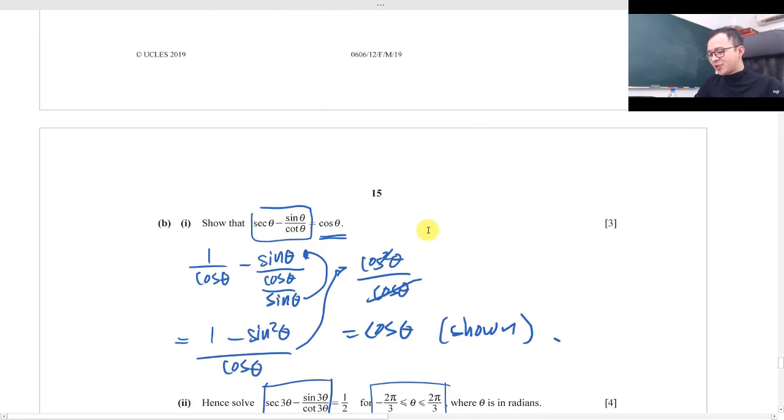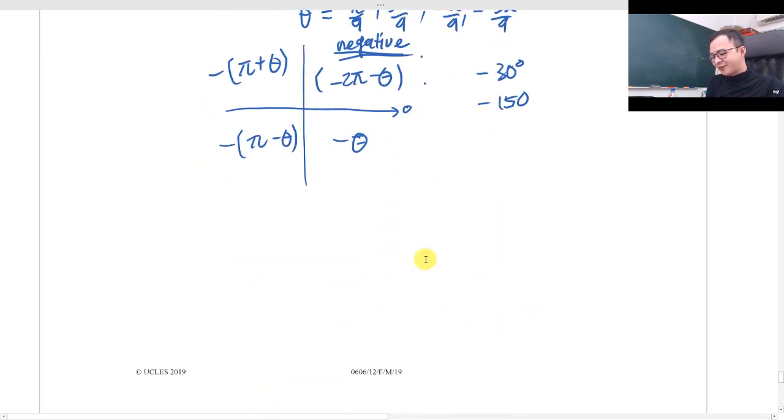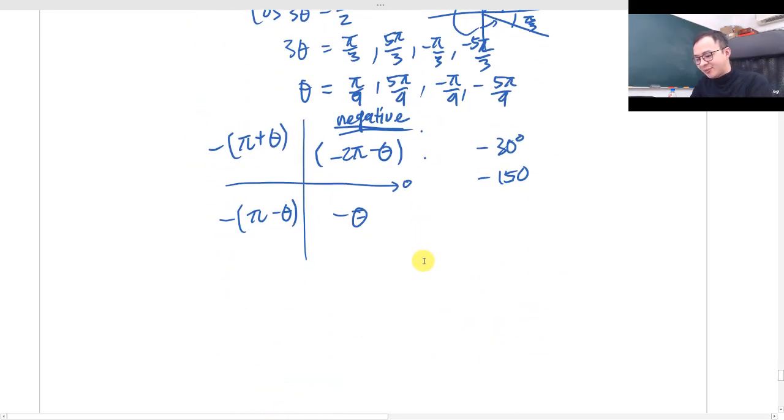You can always use other methods. You don't necessarily have to follow me. You use another method as long as the thing is correct, then it should be fine. So 2 pi minus theta, or the minus must be outside. For negative theta, right, the minus must be outside.